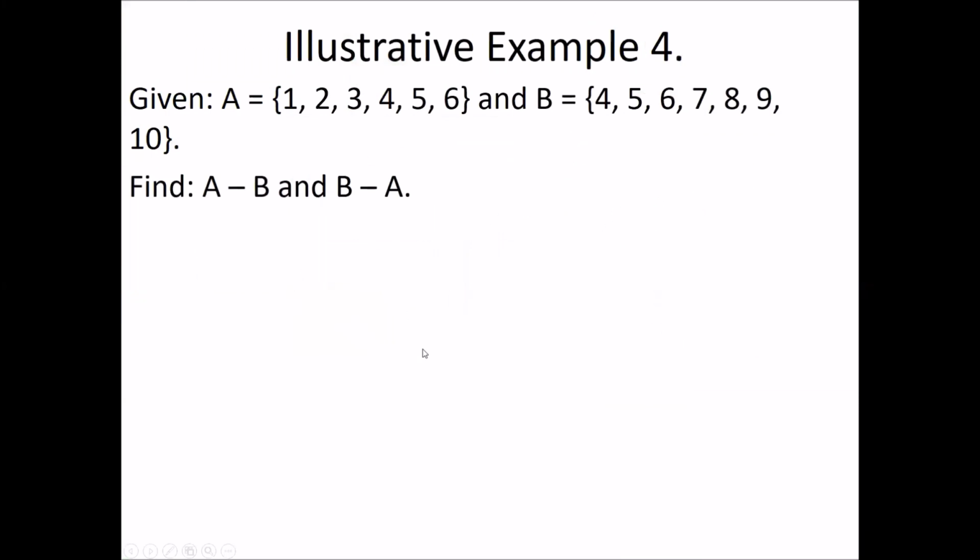Now, when it comes to the difference between the two sets. If the given are the following, set A have an elements of 1, 2, 3, 4, 5, 6, counting numbers 1 to 6. And set B have an elements of 4, 5, 6, 7, 8, 9, 10. So, set B is a counting number from 4 to 10. So find A minus B and B minus A.